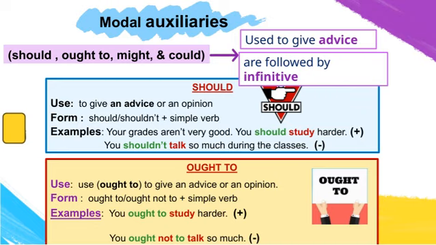Now, moving on to should, which is very similar in function. Should is also used to give advice or express opinions about what is right or best. For instance, if your grades are not very good, you might say, "You should study harder." And if someone is talking too much during class, a good suggestion would be, "You shouldn't talk so much during the classes." Both ought to and should are modal auxiliaries, meaning they help us express advice, suggestions, or opinions clearly.